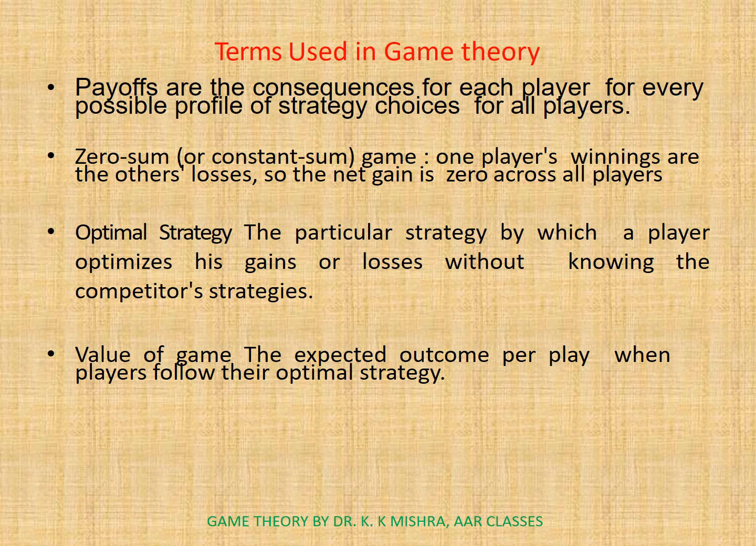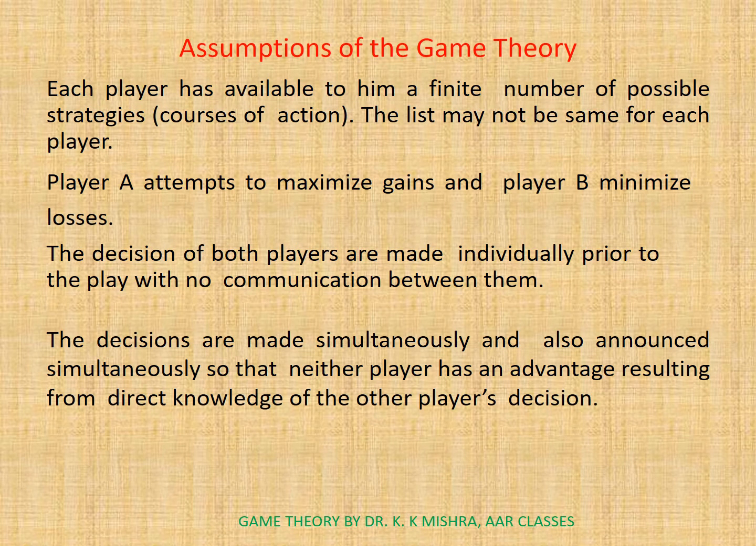Payoffs are the consequences for each player for every possible profile of strategy choices for all players. Zero sum or constant sum game: one player's winnings are the other's losses, so the net is zero across all players. Optimal strategy: the particular strategy by which a player optimizes his gains or losses without knowing the competitor's strategies. Value of the game: the expected outcome per play when players follow their optimal strategy. These were the terms.